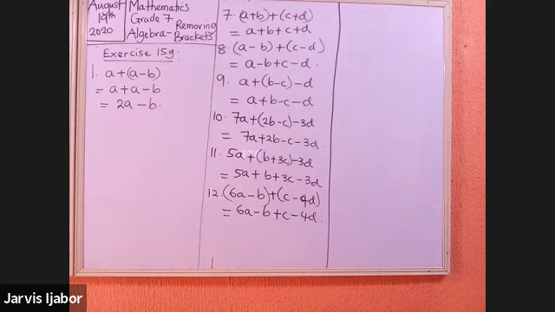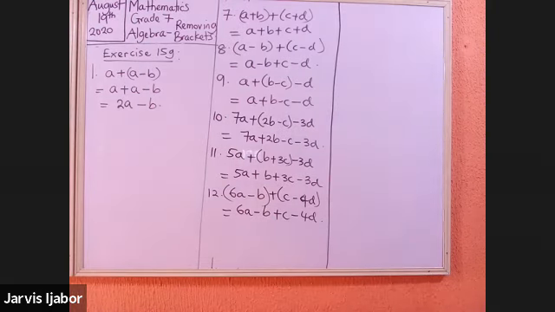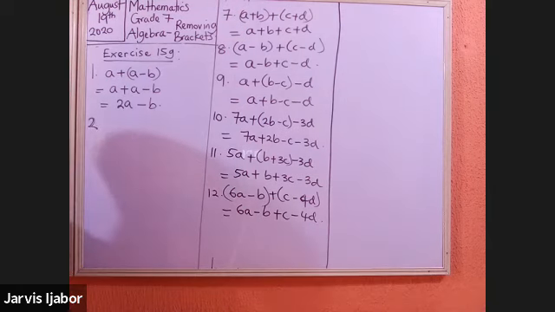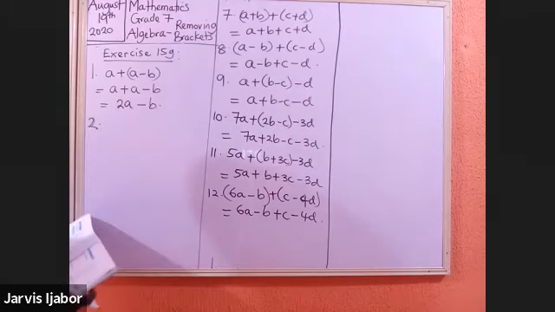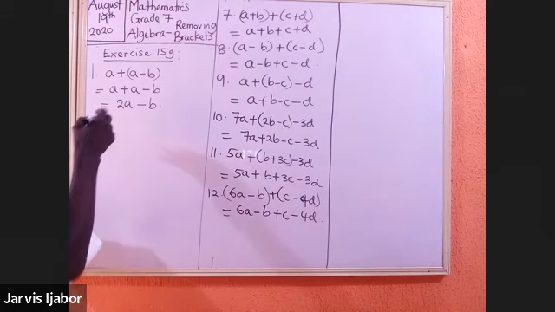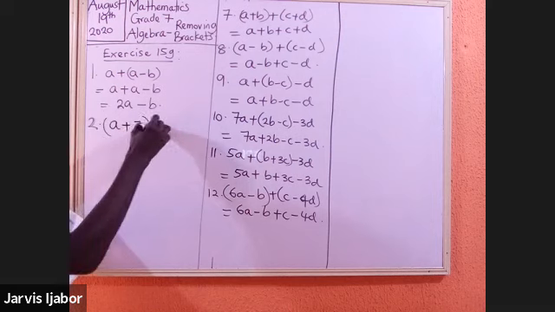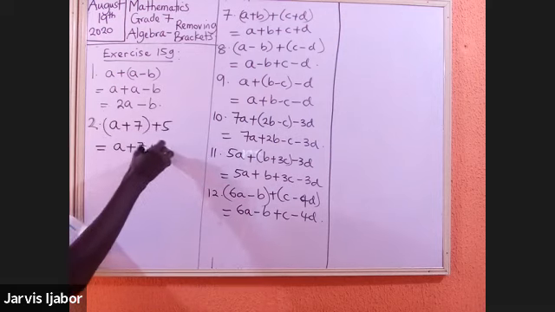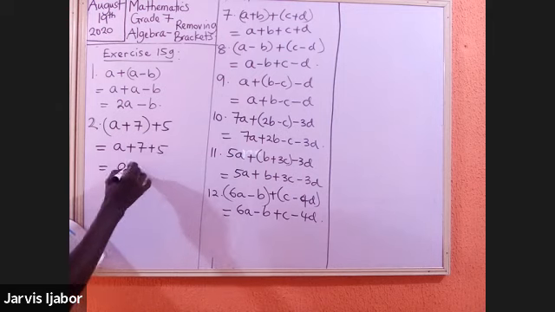All right. Please take note of that correction. Take note of that. Question 2. What is question 2 looking like? This is where all the ideas we've gathered now will begin to play out. A plus 7 plus 5. This will be A plus 7 plus 5, which will mean A, these terms are like, plus what?